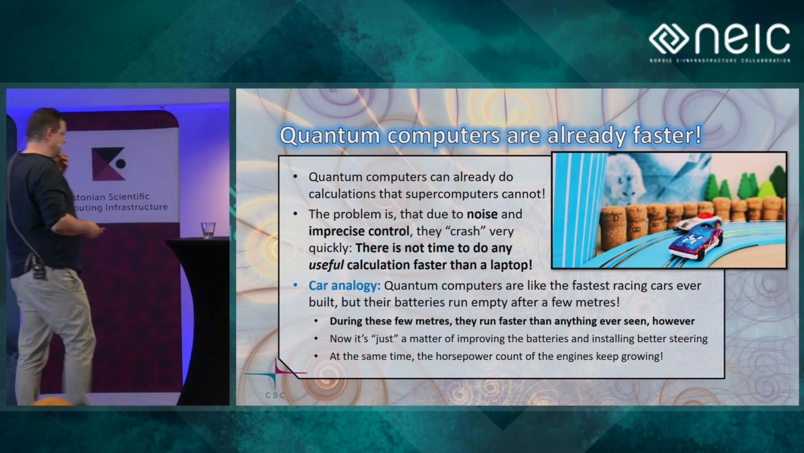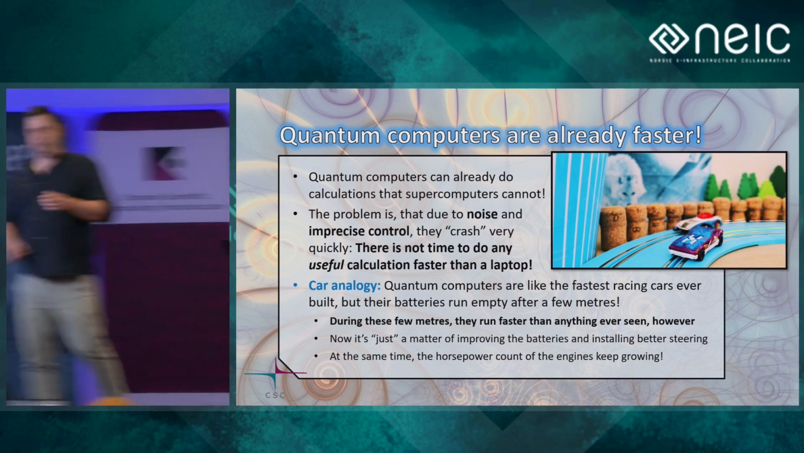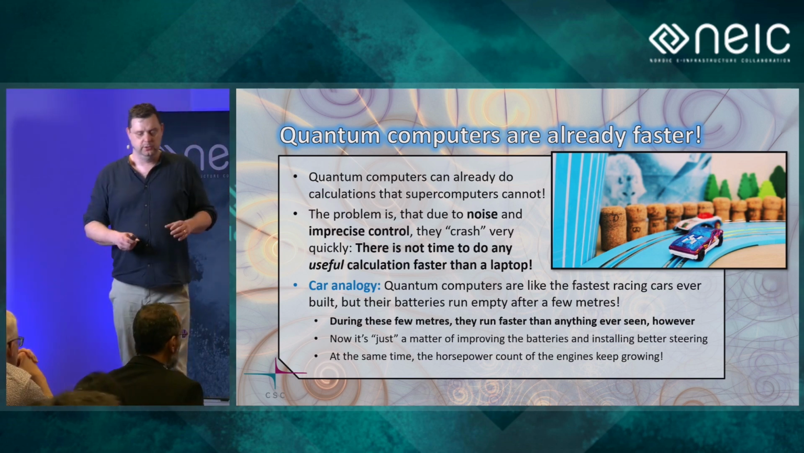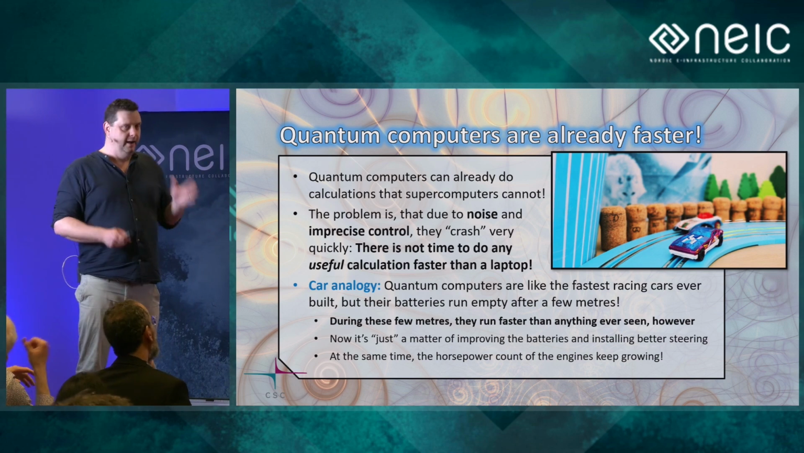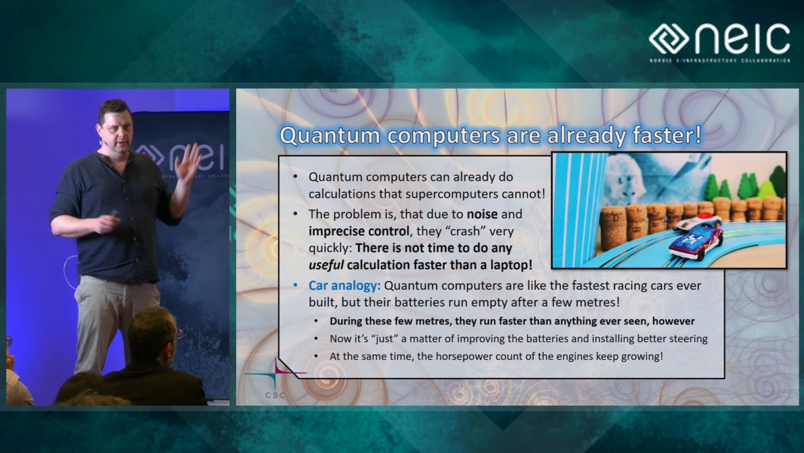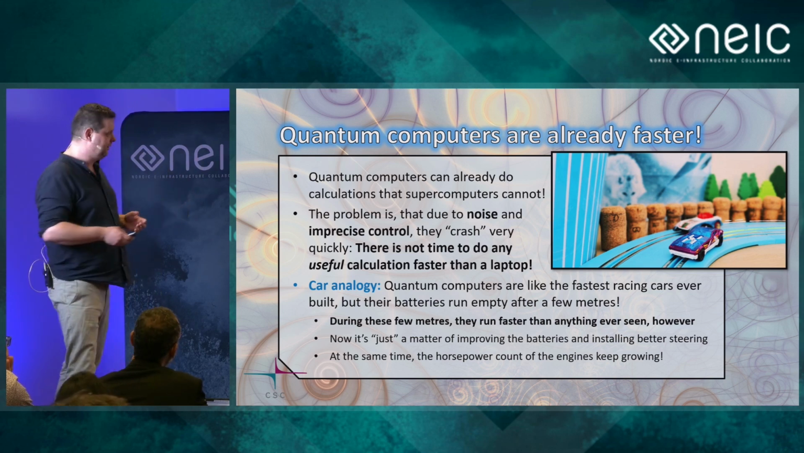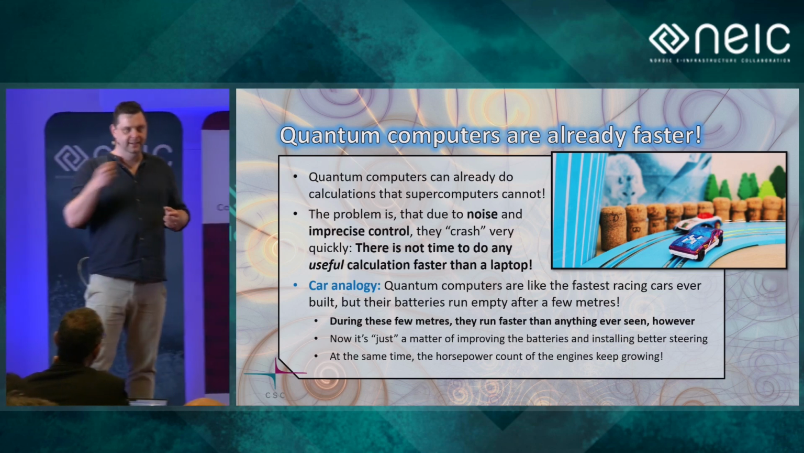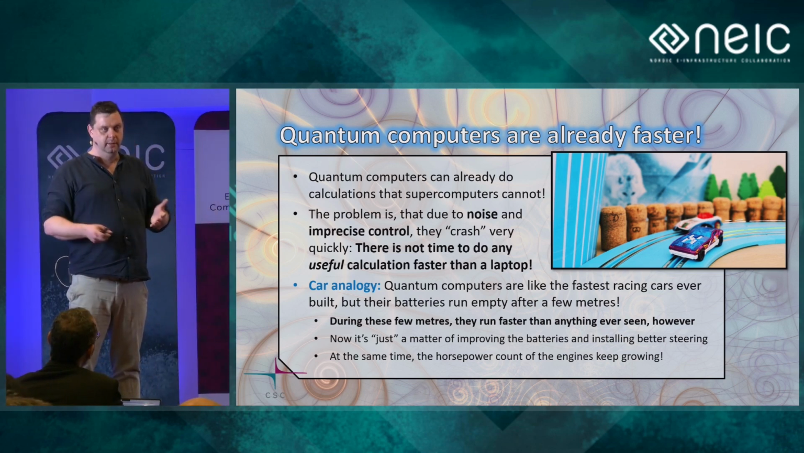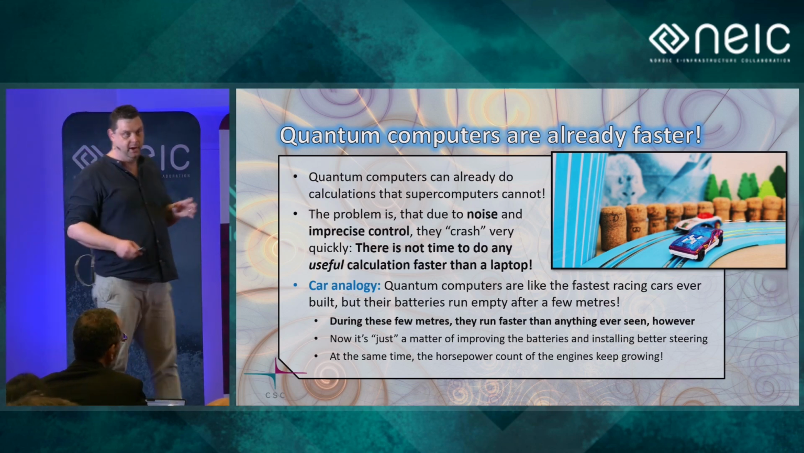So if you have this car analogy, we can compare this like quantum computers would be the fastest racing cars that anyone has ever even dreamt of or built. And they go super fast. But the problem is that the batteries run out after 1 or 2 meters. And if you're in a Formula 1 Grand Prix, then even if you have a car that goes 10,000 kilometers per hour, but it stops after 2 meters, then it's useless. But still, the potential is there. So it did go 10,000 kilometers per hour for a short while.